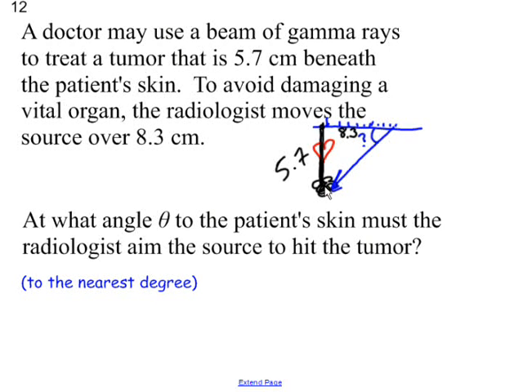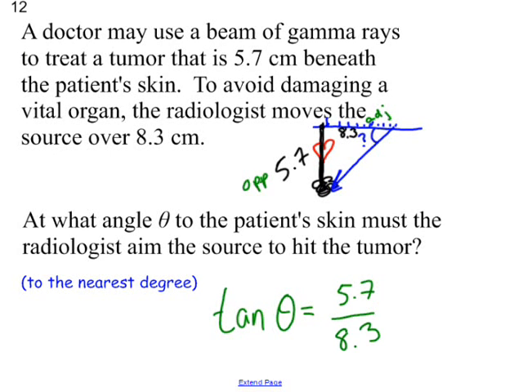So you ask yourself, what are my sides? Well, this side is the opposite side, and this side is my adjacent side. And if I'm dealing with opposite and adjacent, I know I'm dealing with tan. I'll just call it theta. So tan theta is equal to my opposite side, which is 5.7, over my adjacent side, which is 8.3.